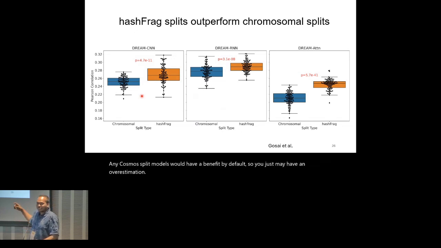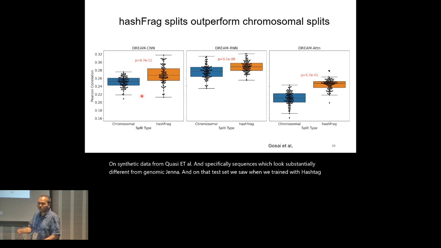So we evaluated them on synthetic data from Gosai et al., and specifically sequences which look substantially different from genomic DNA. And on that test set, we saw that models trained with hashfrag splits outperform chromosomal split trained models.